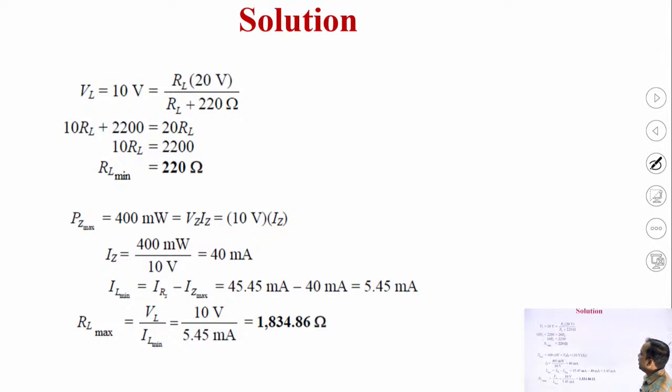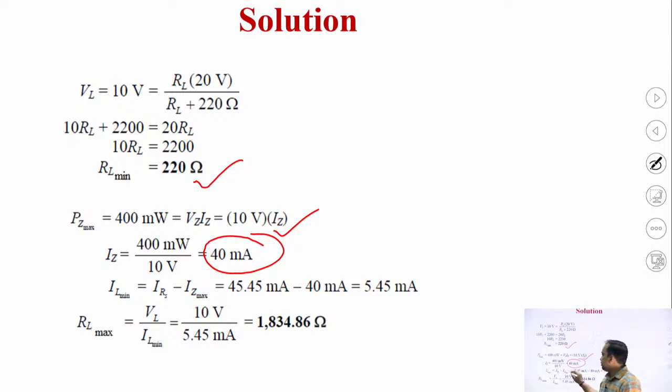So here we can clearly see that we have obtained the minimum value of load resistance, which is 220. Also we have utilized the relationship for Pz max, and we obtain that the maximum Zener current will be 40 milliampere. This means the current cannot exceed 40 milliampere in a Zener diode. Now with the help of Iz max, I can calculate the minimum value of load current.